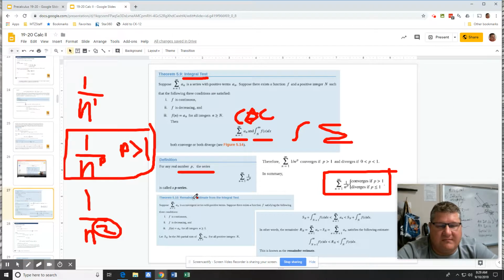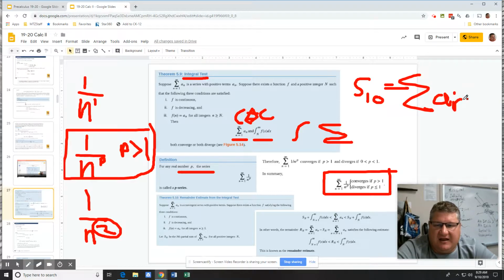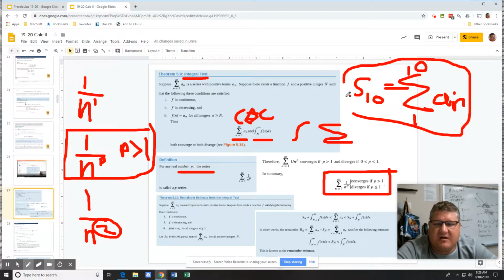Now let's talk about remainder. What's a remainder? It's the leftovers. If I want a remainder, all it's suggesting is I can estimate it from the integral test by integrating beyond what I'm looking for. So let's assume I want the 10th partial sum of some summation a sub n. So I'm going to go from 1 to 10. That is the partial sum.